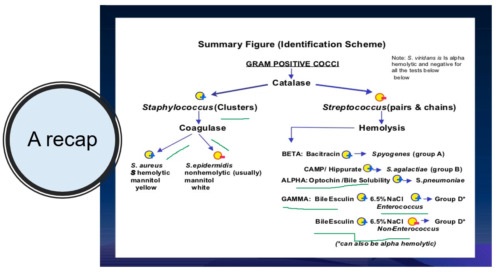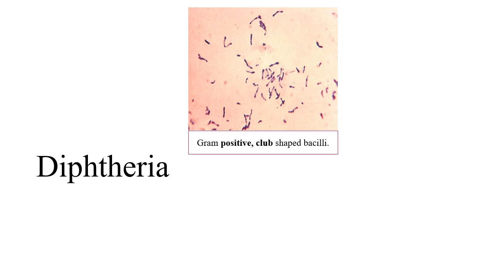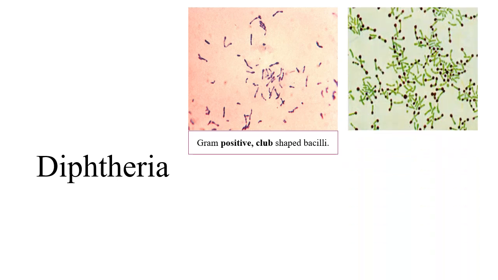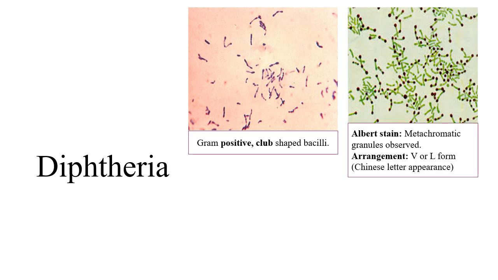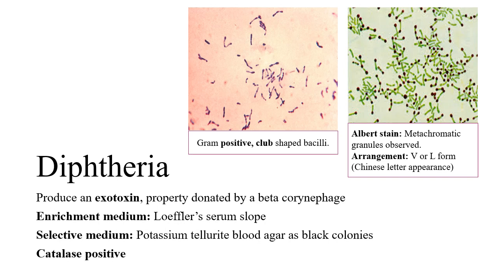And now I'll quickly take you to some gram-positive bacilli. So diphtheria is a childhood disease which could lead to fatality. You can see the gram-positive bacilli, and you can see some swollen ends, and that is the word. The swollen ends means coryneform, and that is where the word comes from of Corynebacterium diphtheriae. Another staining is Albert stain, where you see the green colored bacilli with black polar ends, and that tells you it's a metachromatic granule, and they're arranged in V and L forms, which is very typical of Corynebacterium diphtheriae.